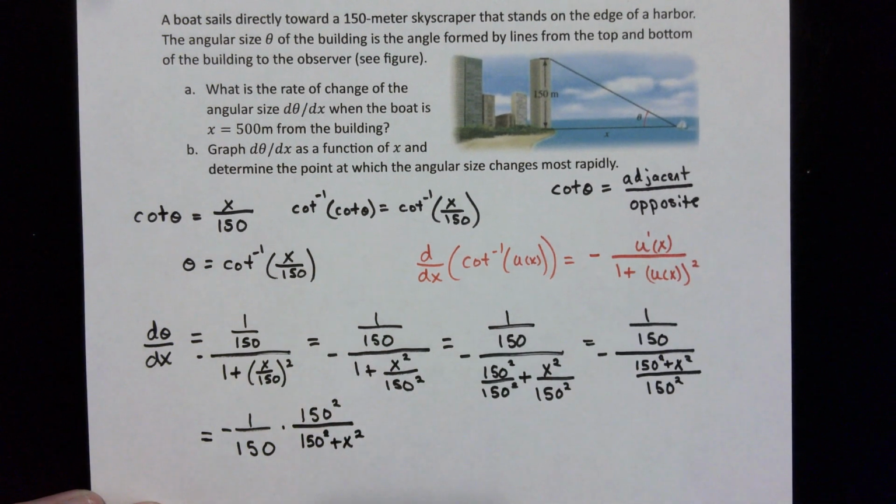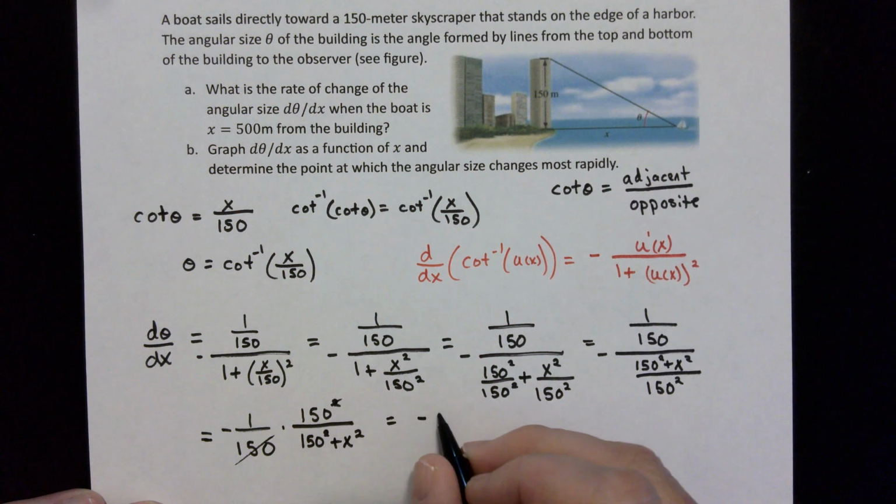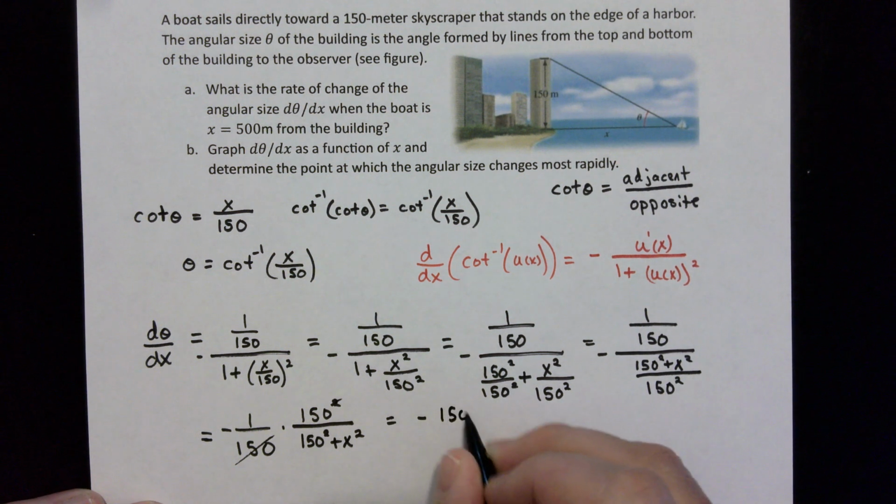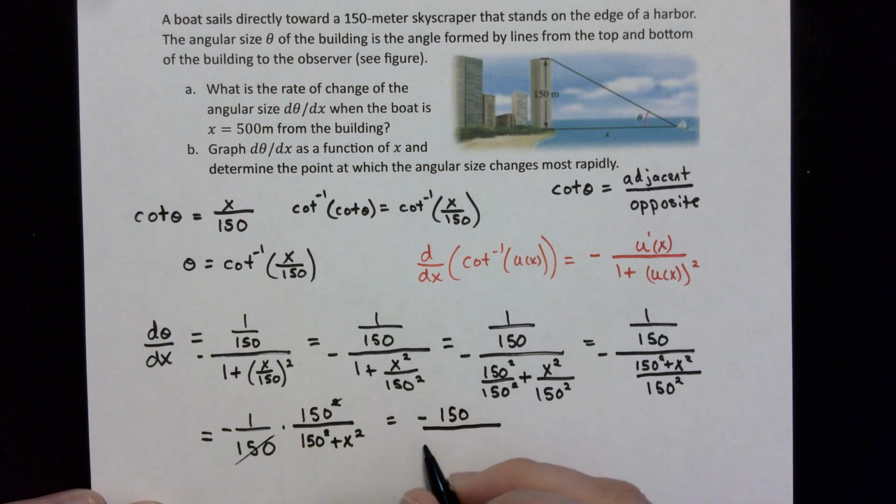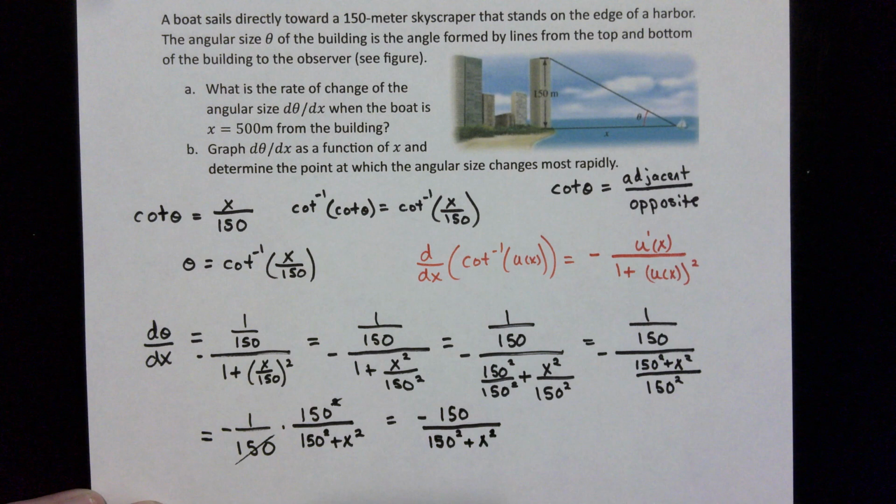Okay, we're almost there. This is going to cross reduce, so this goes away entirely, and the square just turns into a 1. So we get negative 150 divided by 150 squared plus x squared. Okay, so that is our derivative function.